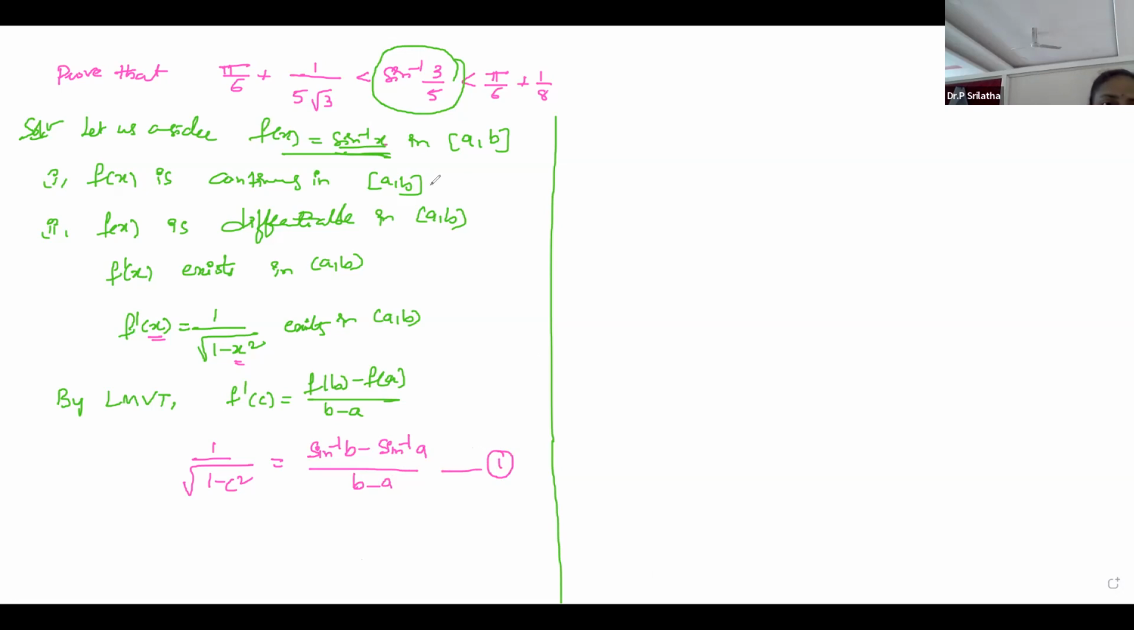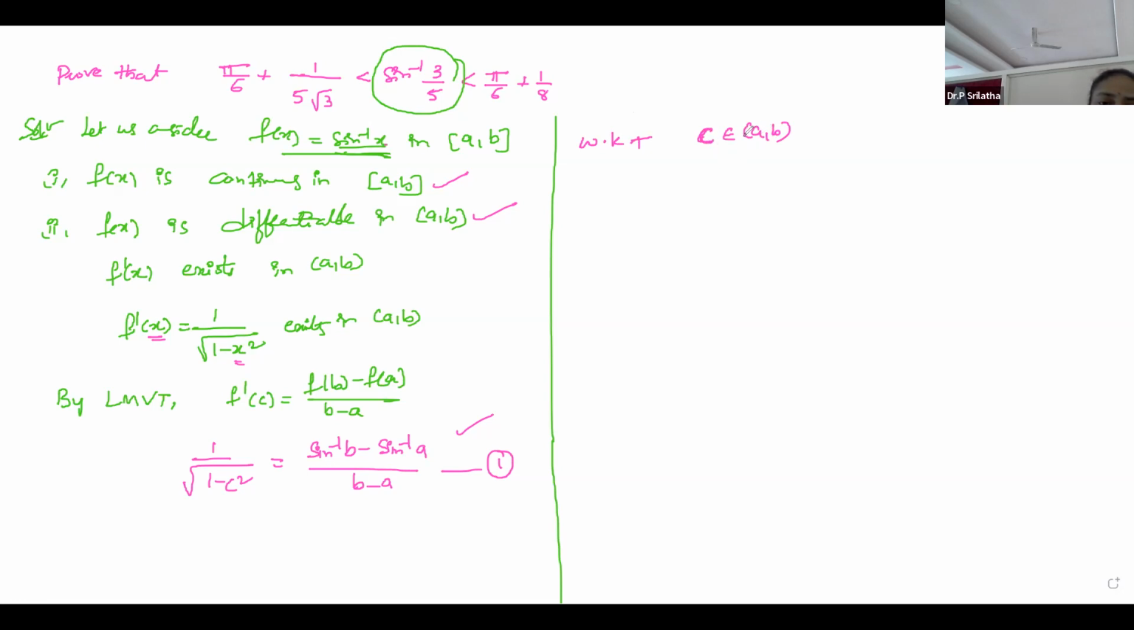So it satisfies continuity and it satisfies differentiability, and by Lagrange's mean value theorem, the main formula is f dash of c equal to f of b minus f of a divided by b minus a. From that we can write 1 by under root of 1 minus c square is equal to sin inverse b minus sin inverse a divided by b minus a. And also we know that we have one more condition. We know that c belongs to open interval a comma b, isn't it? c belongs to open interval a comma b.